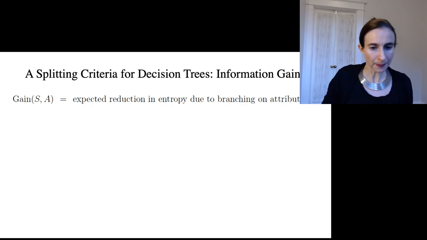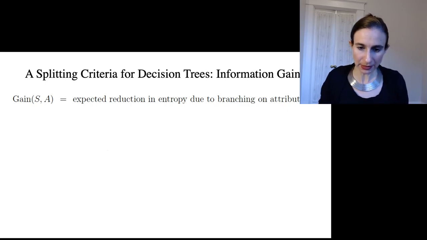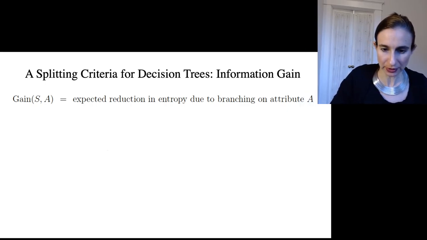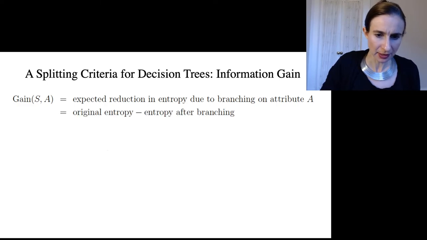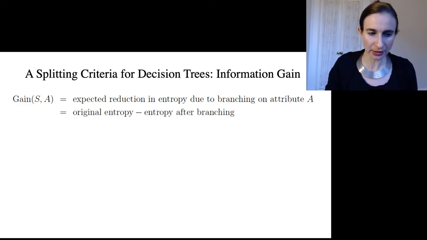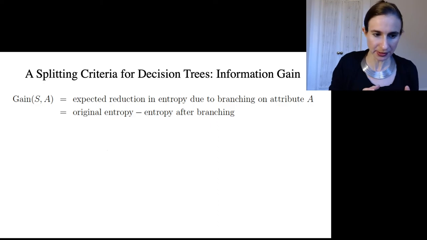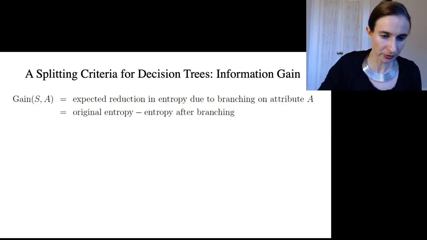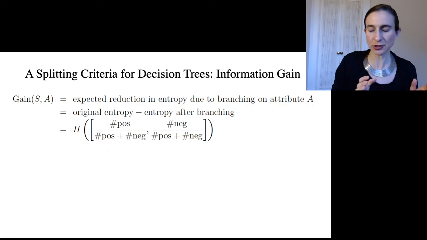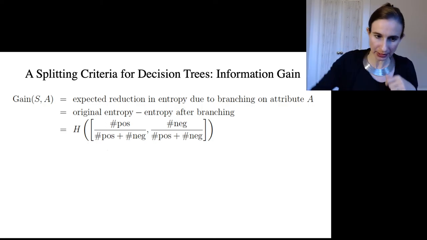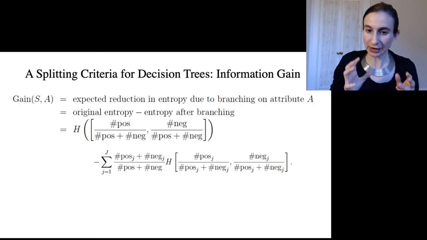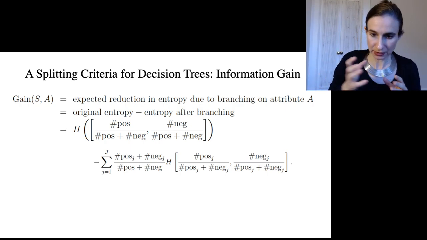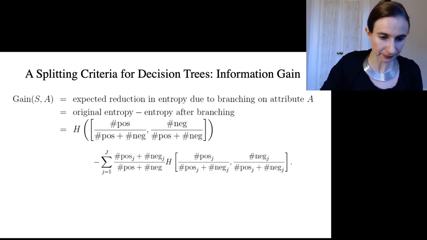Okay, so I want to make concrete what this information gain criteria is for splitting. So it's actually the difference between the original entropy before you made the split and the entropy after you do the branching. Okay, so this is the entropy of the data before you split, and then this is the average entropy after you split, and you're averaging over the different branches after you split.